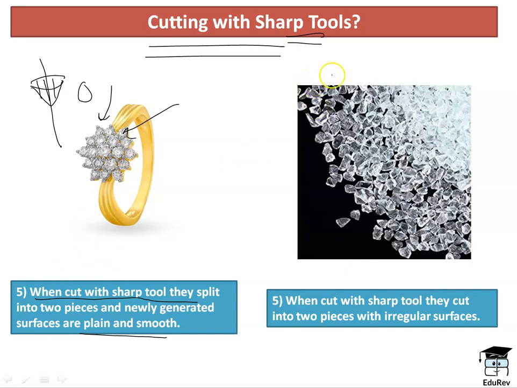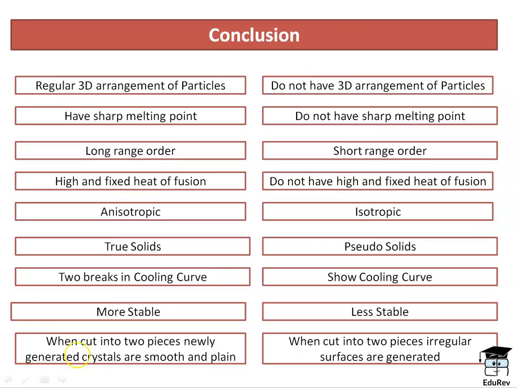But this isn't the case with amorphous solids. What is an example of amorphous solids? Say glass. Whenever you see a glass being broken, various irregular and rough surfaces are generated. This is an image of a broken glass. So when amorphous solids are cut with a sharp tool, they cut into two pieces with irregular surfaces. This was all about amorphous and crystalline solids.